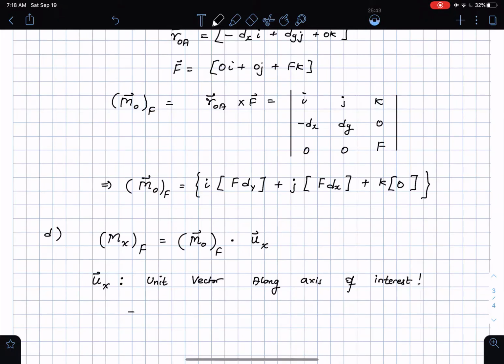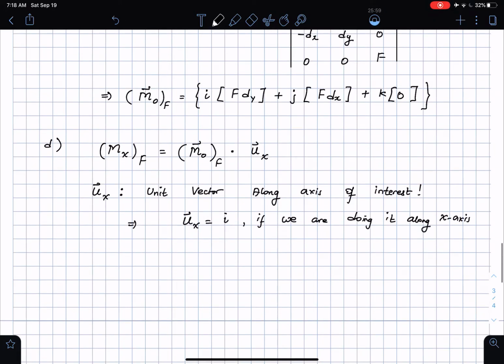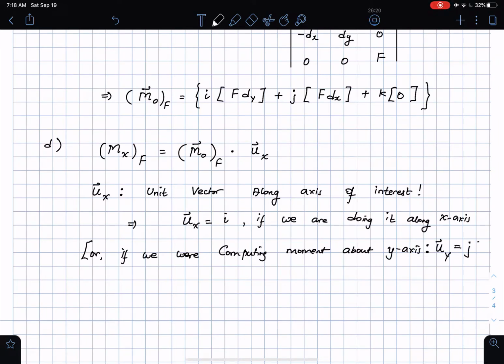Okay, so which means for us, if I'm doing it along the x-axis, then u suffix x is equal to i. Or if we are doing it along the y-axis, if we were computing the moment about the y-axis, then I would be writing u suffix y, which is equal to j.